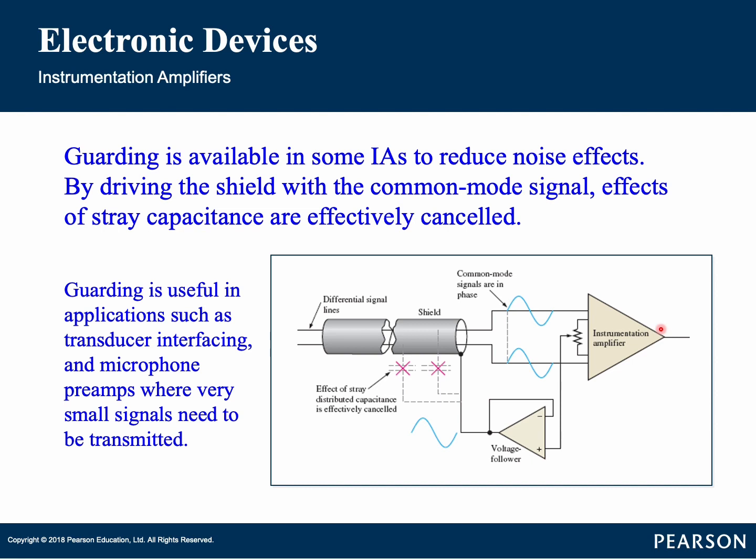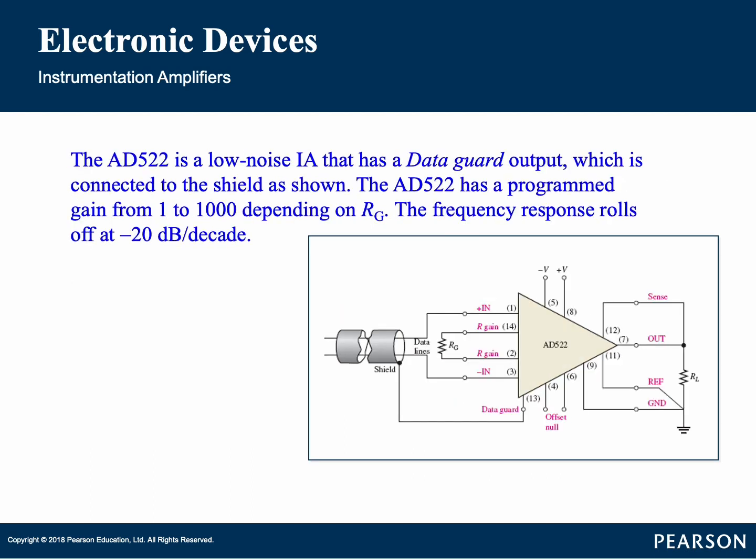Guarding is useful in applications such as transducer interfacing and microphone preamps, where very small signals need to be transmitted. An example of a specific IA with a guard output is the AD522. The AD522 is a low noise instrumentation amplifier that has a data guard output which is connected to the shield as shown. The AD522 has a programmable gain from 1 to 1000 depending on the value of RG.